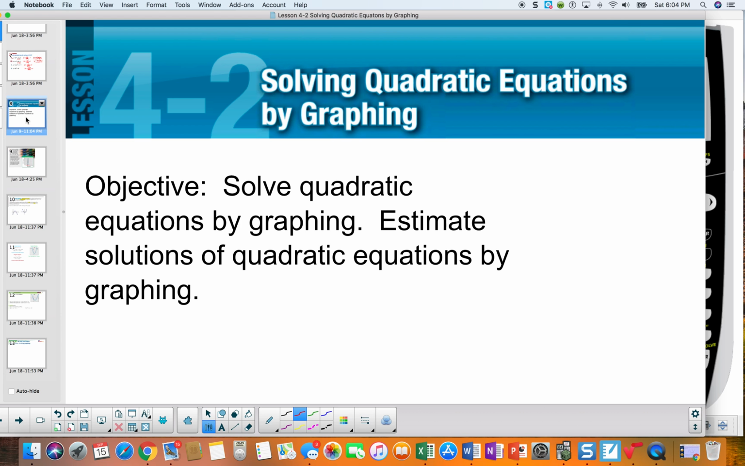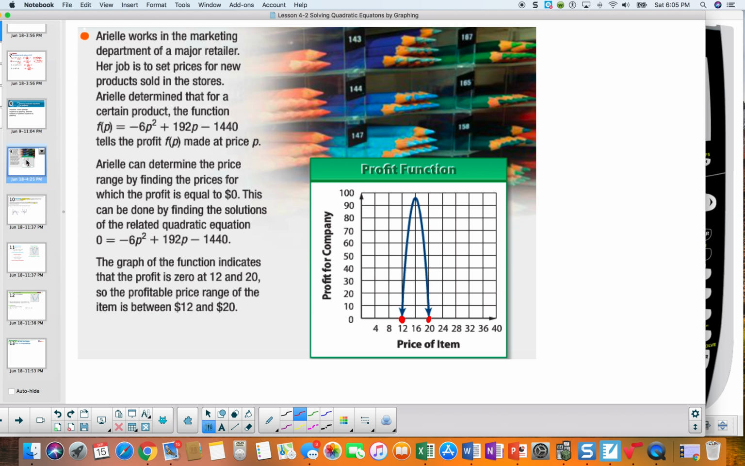Estimate solutions of quadratic equations by graphing. All right, let's take a look at this profit function. In this profit function, we're not really concerned with the vertex as much as we're concerned with the number of items it's going to take to have a profit. So right over here, from 12 to 20 is when we're going to be getting a profit. These are values occurring on the x-axis, and the y values are 0, so we're looking at where it crosses the x-axis.